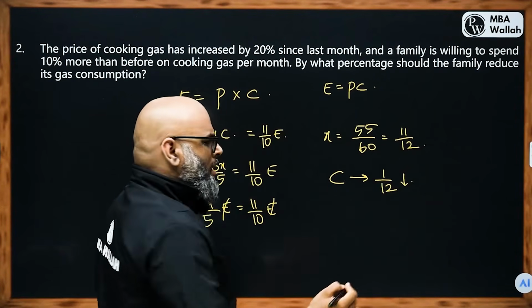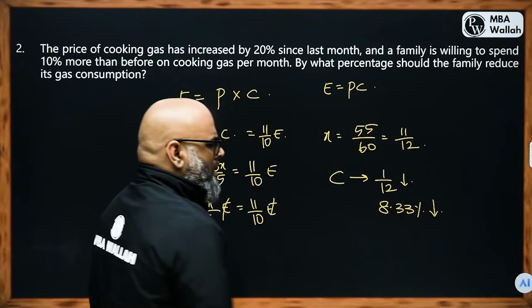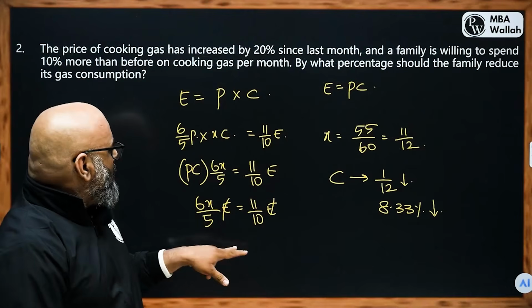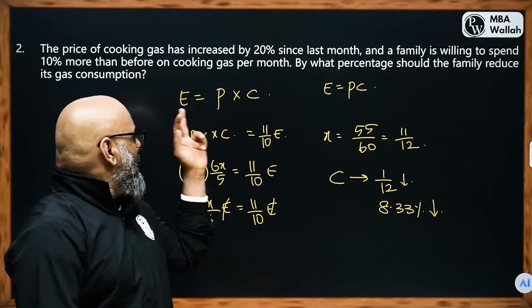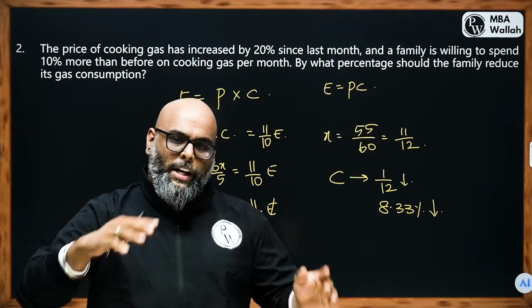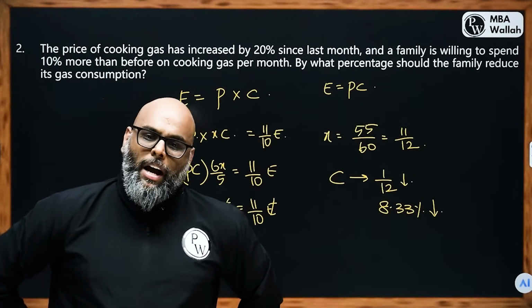What is 1/12? It's going to be 8.33% decrease. So ensure, if you are struggling to do it this way, plug in values in each case and then find that value and then look for what percentage decrease this is. Rather, this is a much more convenient way to work. Hang on and get it done.